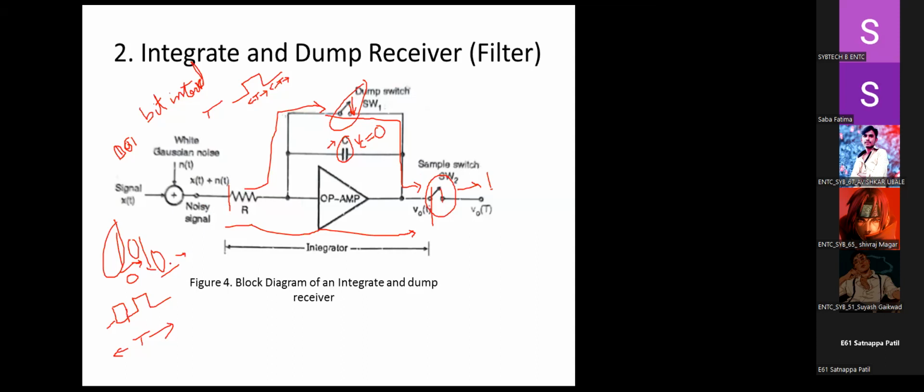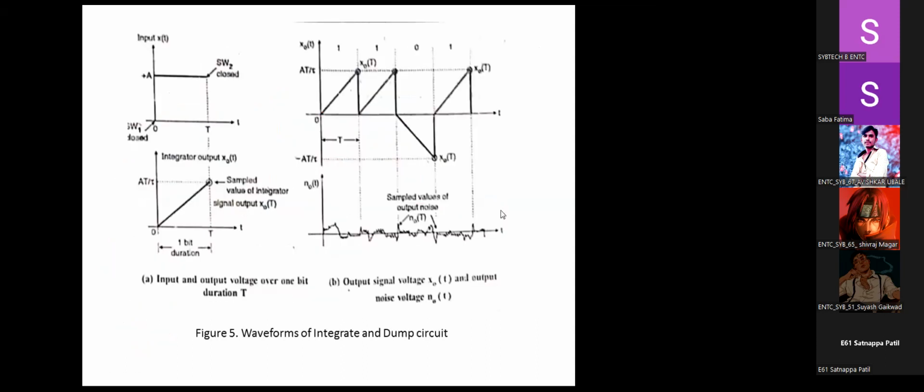This action is going to repeat for every message bit. Then finally, instead of getting the instantaneous output voltage, we get the output at the time interval T. We'll see this diagram, and then we will analyze it in a better way.